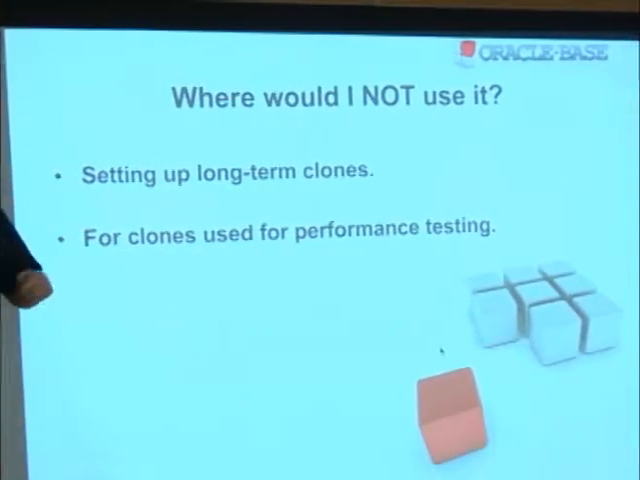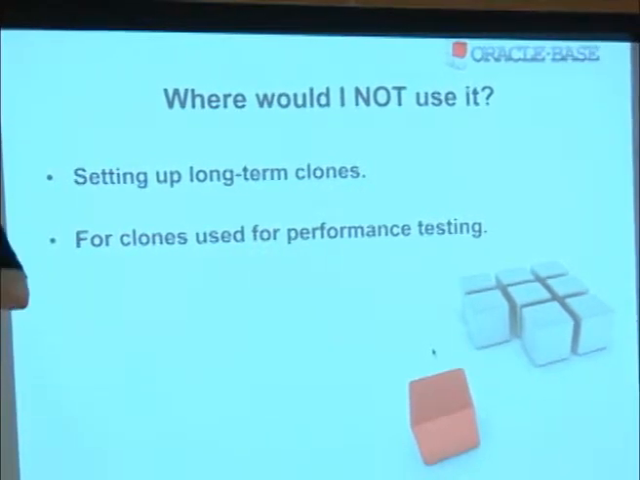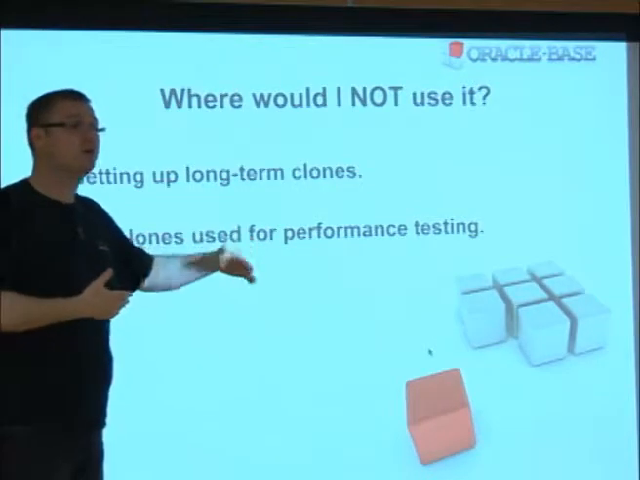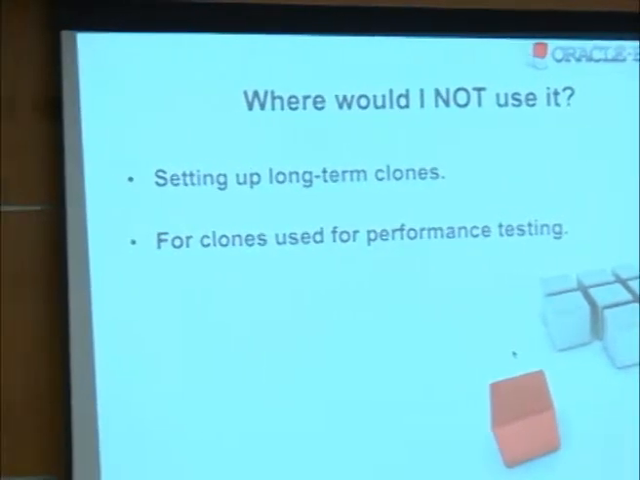But if I'm setting up a clone that's going to live for a long time, like a new environment that's going to live for the next year, the amount of time I save by using this feature proportionally divided over that time is irrelevant. So if I was doing a regular clone that was going to live for a long time, I'd probably use an RMAN duplicate. If I was going to do something quickly for a quick test and throw it away, I'd use Clonedb.